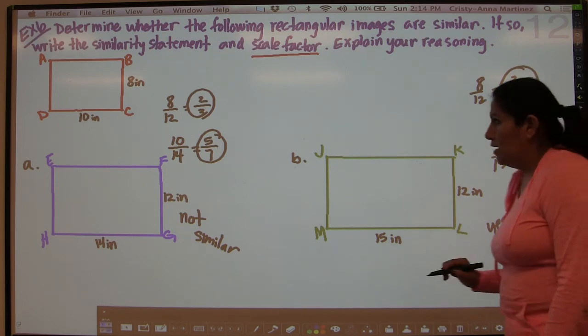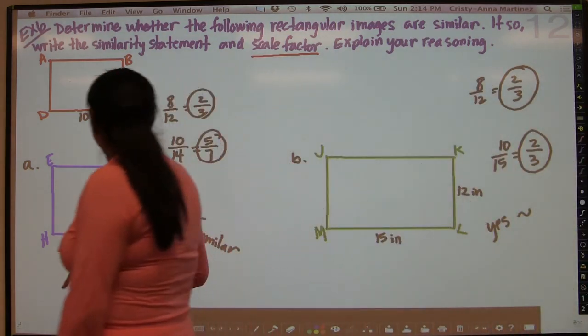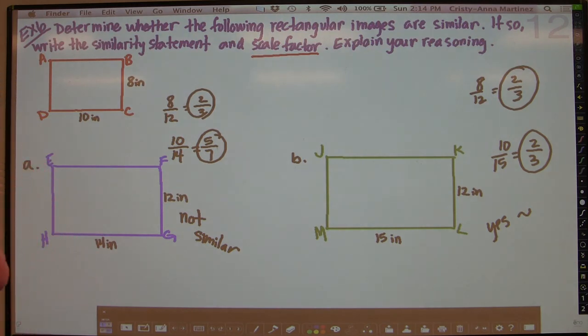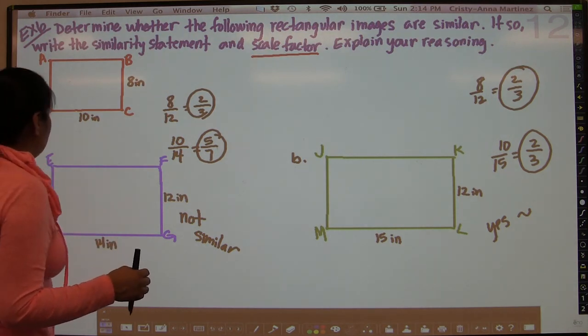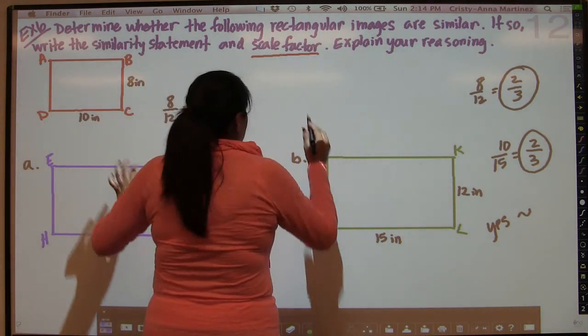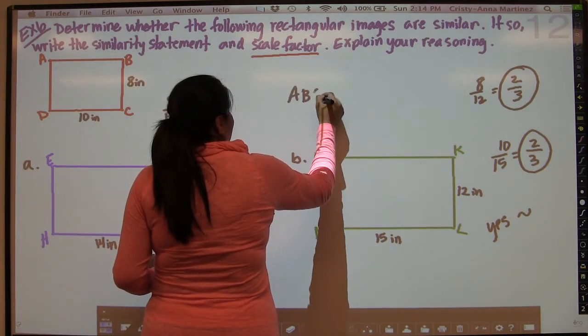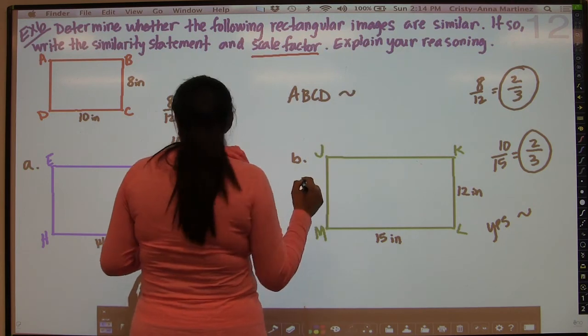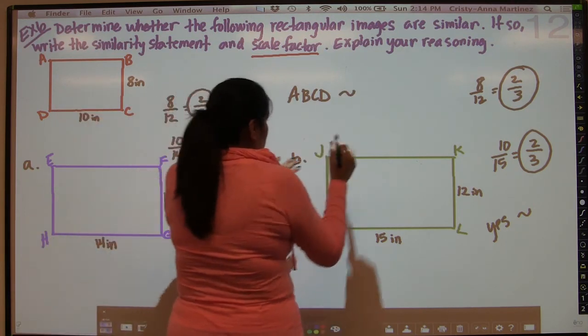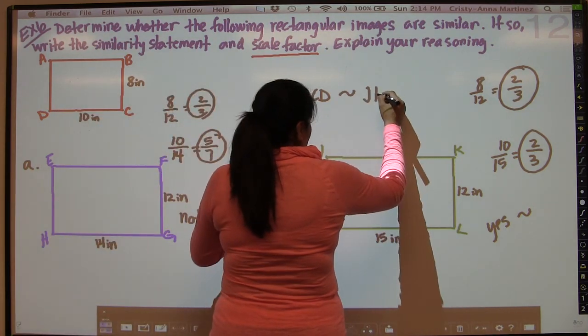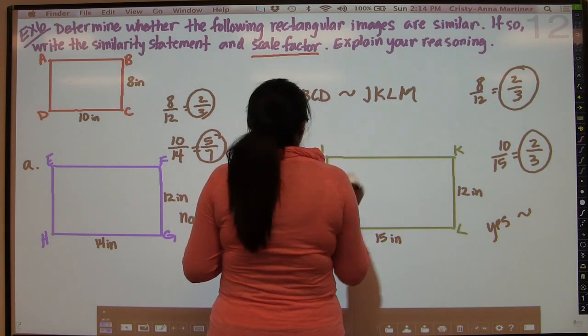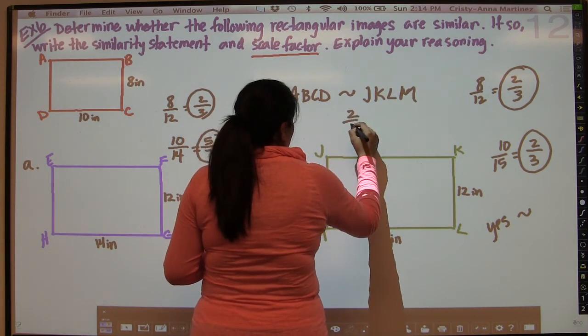Yes, similar. All right, now once you've determined whether they're similar, it says to write a similarity statement. So to write the similarity statement, we write that ABCD is similar to, and they have to be in the same order, JKLM, and the scale factor is 2/3.